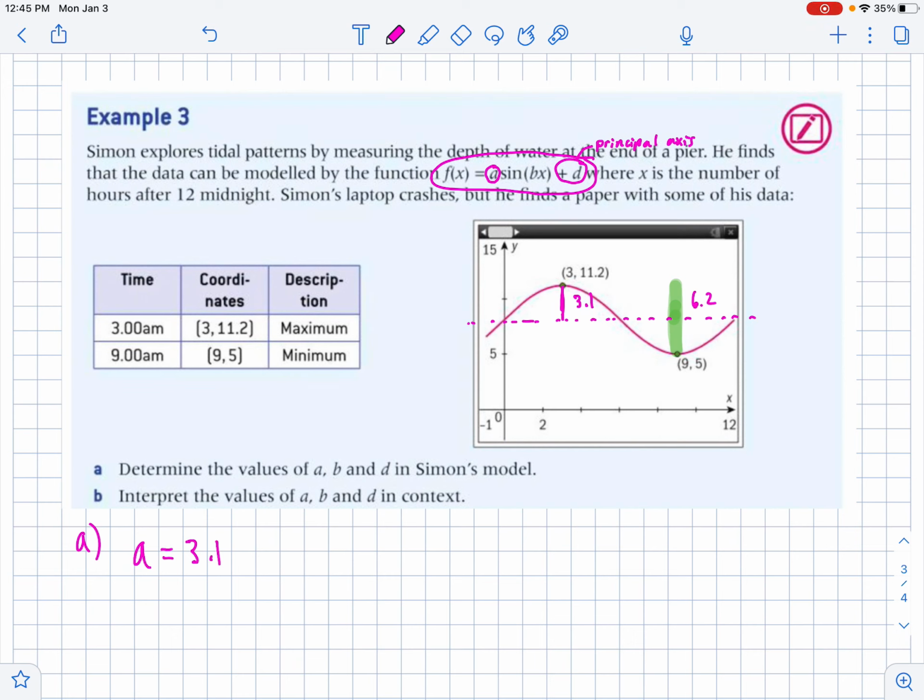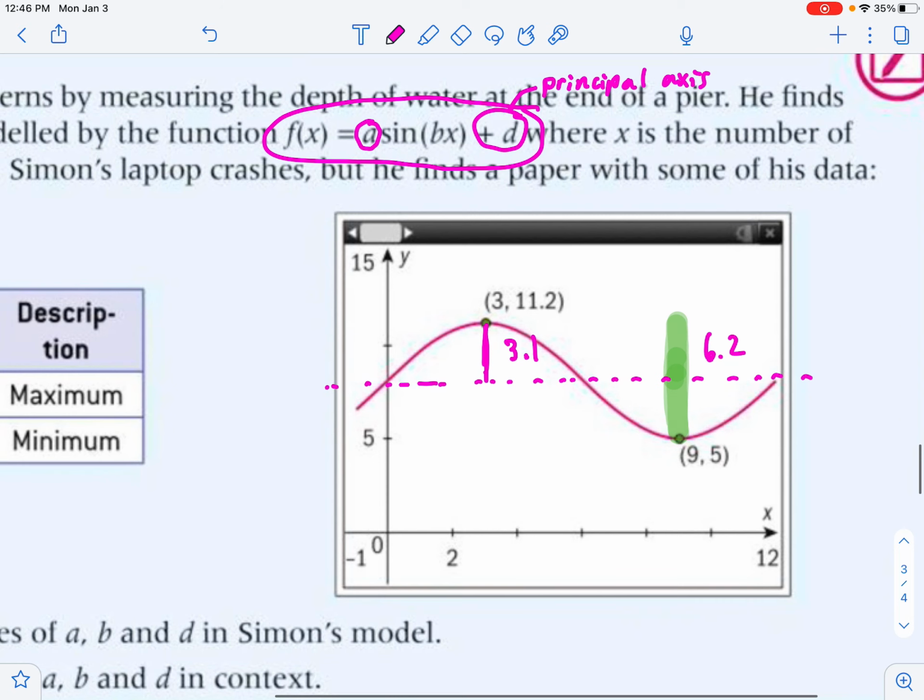Then the principal axis is that part D right there, the letter D, and it's going to be halfway in between 5 and 11.2. So we can add 5 and 11.2 together and divide by 2. That's where we get the 8.1. So 5 plus 11.2, divvy that by 2, and you get 8.1. Which makes sense because that means this spot right here on the y-axis is 8.1.